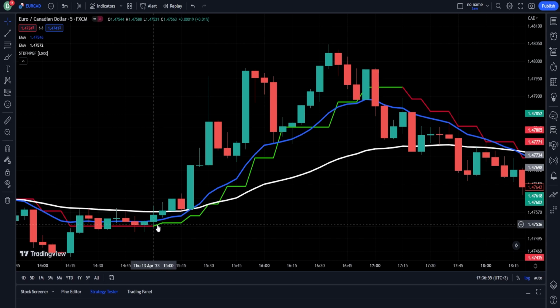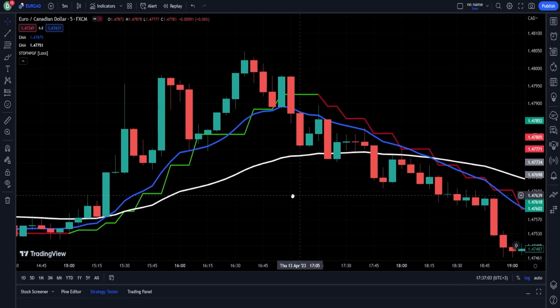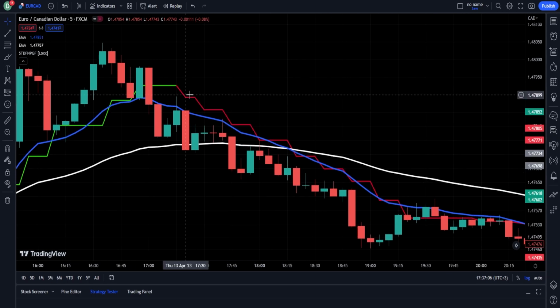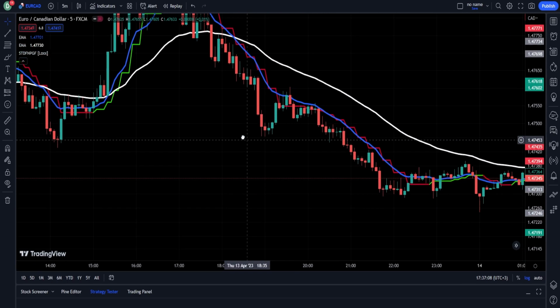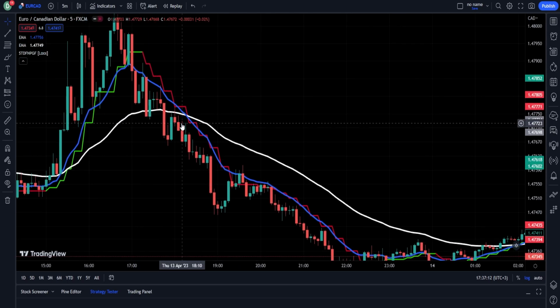I will conduct the test on the Forex market. I haven't had the opportunity to test it on crypto yet. If you're ready, let's start the test. As I mentioned, when a red trend forms and the blue line crosses the white line from top to bottom, we can open a short position.